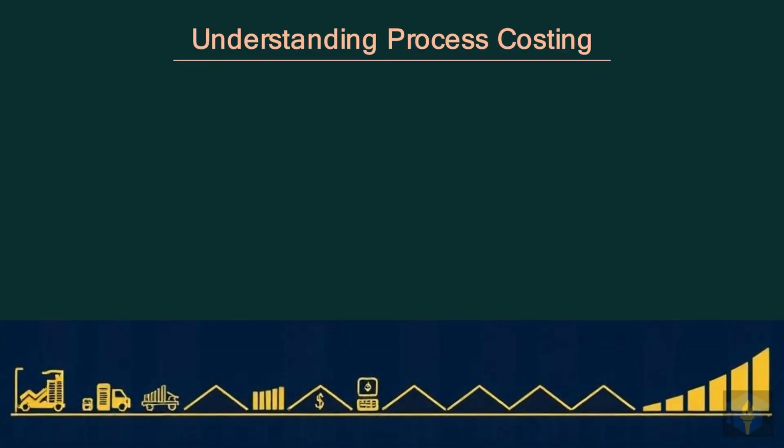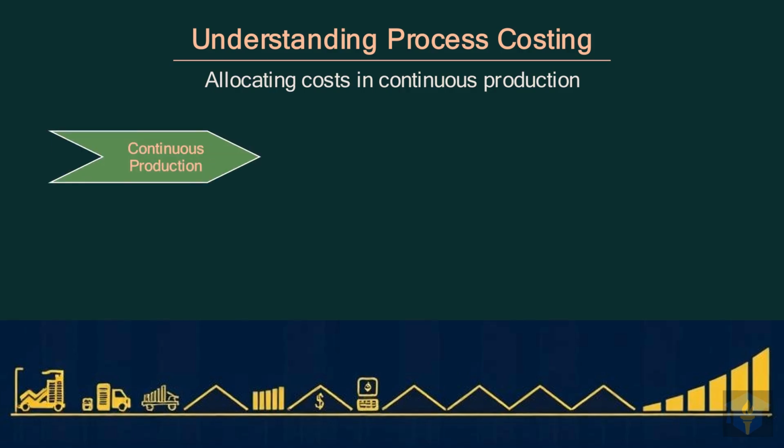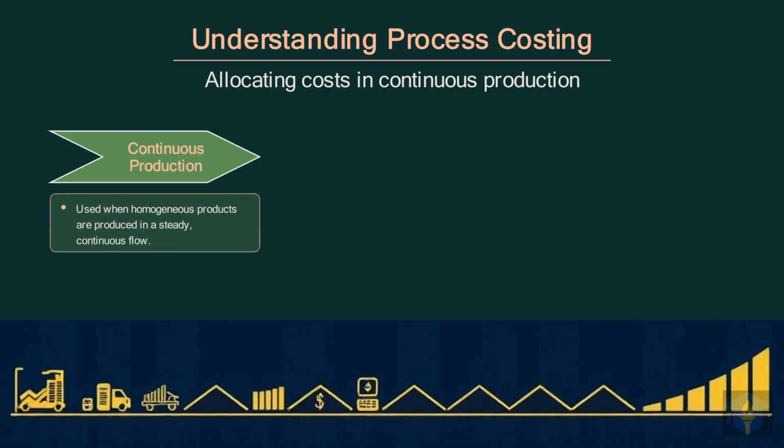Now, let's explore process costing, a method for allocating costs in continuous production. Process costing is specifically designed for allocating costs efficiently in environments with continuous production flows. This method is ideal when homogeneous products are made in a steady, continuous production flow. It's applied when identical products are manufactured in a consistent, ongoing production process.